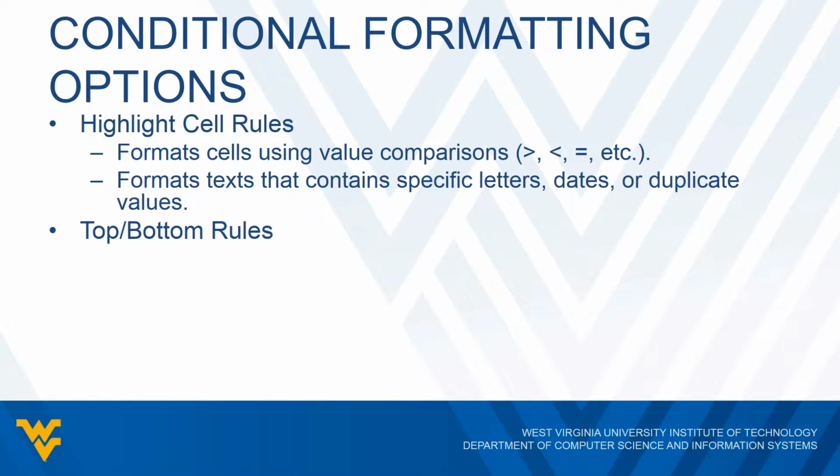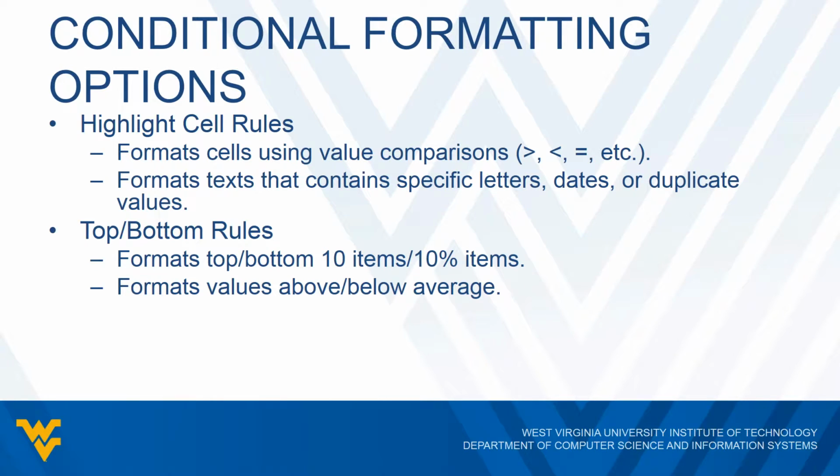For the top-bottom rules, we're basically doing formatting based on the top or bottom 10 items or 10% items. You may have a list of values, and we can highlight the top 10 items of this list, or even the top 10% items. We can even do the bottom 10 items or the bottom 10%. And it doesn't have to be 10 items or 10%. There's an option where we can customize that, maybe top 5 items instead, or the bottom 3%. But the whole point here is that we're formatting based on what's considered the top so many items or the bottom so many items.